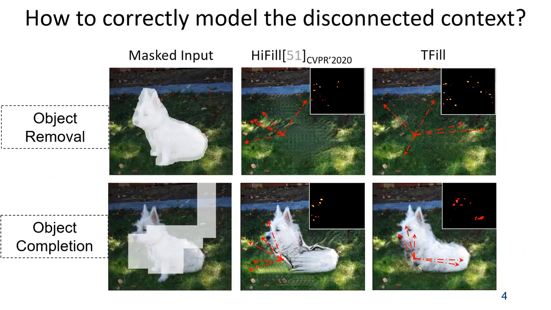However, the conventional CNN will gradually propagate visible information to the missing holes, which will be significantly affected by the neighboring pixels, such as the information flow we visualized for the red point using the recent CNN-based method. It cannot generate plausible results for both cases. How to correctly model the disconnected global context is still a challenge.